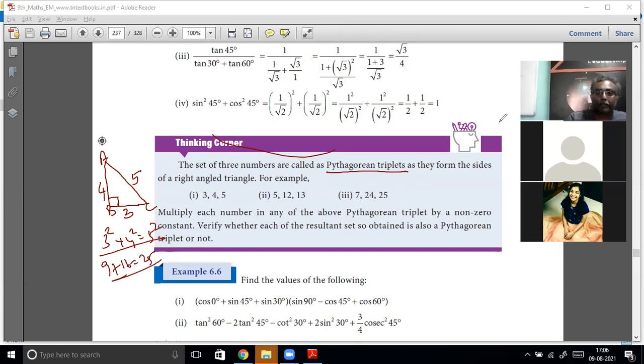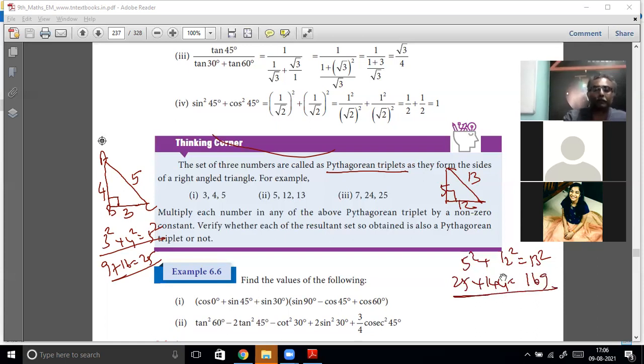Same way, suppose this is 13, this is 12, this is 5. So 5 squared plus 12 squared is equal to 13 squared. 25 plus 144 equals 169. So that is also a Pythagorean triplet. Understand? You have to identify these as soon as you see them. As soon as you see 3, 4, 5, they are trying to fool us with a Pythagorean triplet. You have to spot it quickly. Understand?